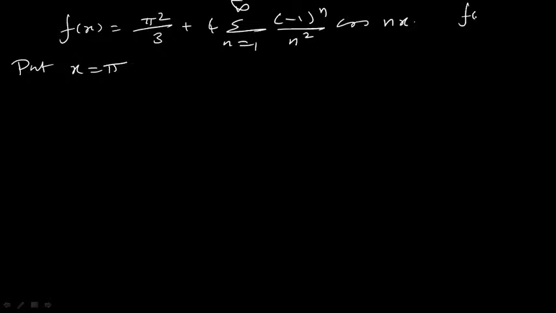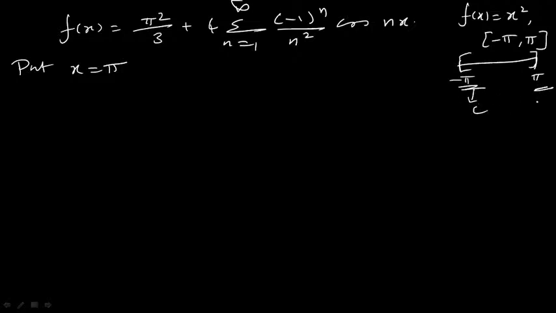Let me write the given function. The given function is f of x equal to x square, defined in the closed interval minus pi comma pi. What is the meaning of that? A function defined in the closed interval means x is continuous at all points including minus pi and plus pi. So the meaning of this interval is that x is continuous at all points including minus pi and pi. Here both minus pi and plus pi are continuous points, since it is a closed interval.